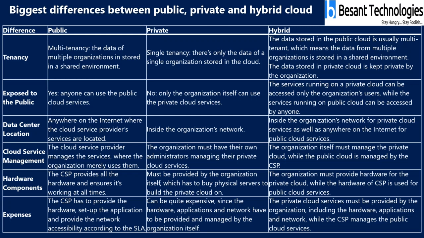If you consider the expenses, in public cloud the service provider has to provide the hardware, set up the application and make the network accessible according to the SLA. Private cloud can be quite expensive, since the hardware, application and network have to be provided and managed by the organization itself. If the organization is taking privately allocated space in the data center of a CSP, they should expect a higher price compared to the public cloud. In hybrid cloud, the private cloud service must be provided by the organization, including the hardware, application and networking, while the cloud service provider manages the public cloud services on their own.